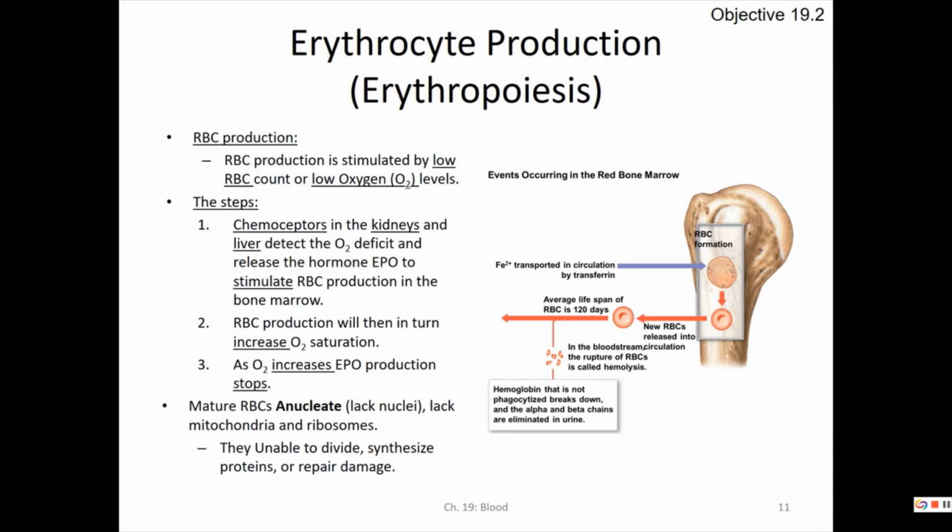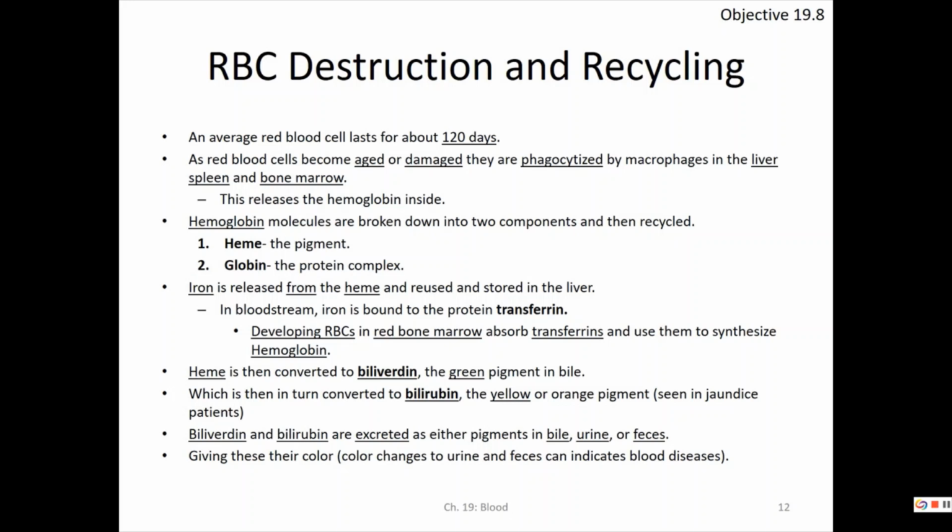So 120 days is about how long this cell lasts. A red blood cell is made, and he lives for about 120 days. Now, 120 days later, he is old. He's aged. He's damaged. He's floated around your blood vessels. He's smacked into artery walls. He's been damaged and hurt. And he's just old and worn out.